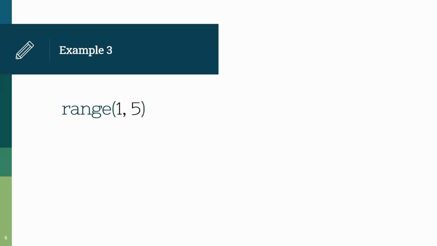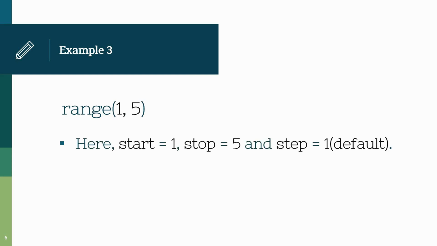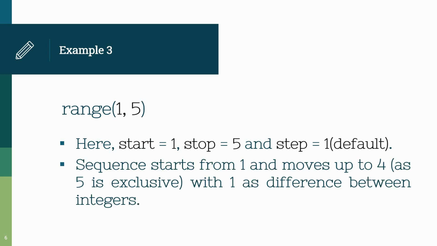And example 3, range of 1, 5. It is having only two arguments. Those arguments are start and stop. Here the default step size 1 is used. And this object generates a sequence which starts from 1 and moves up to 4 with 1 as the difference between the integers. Then here the sequence of numbers will be 1, 2, 3 and 4.